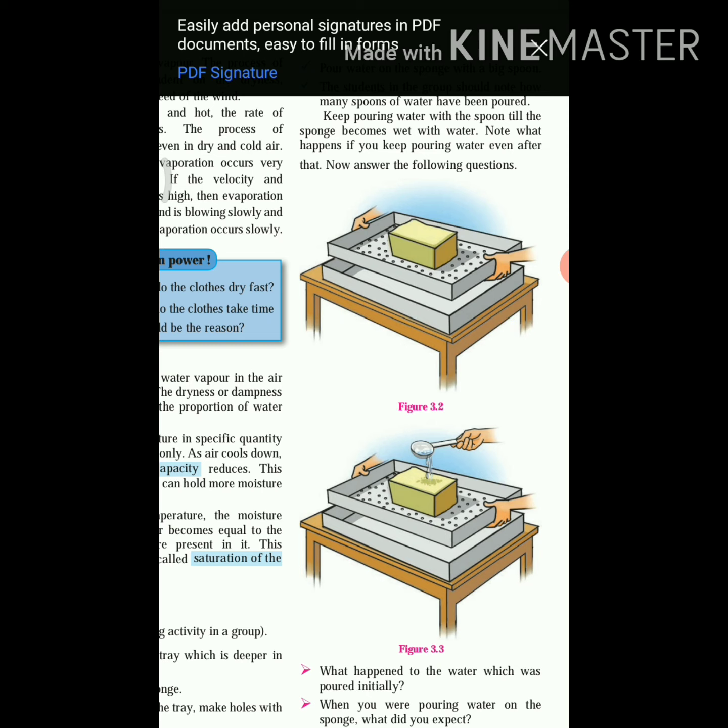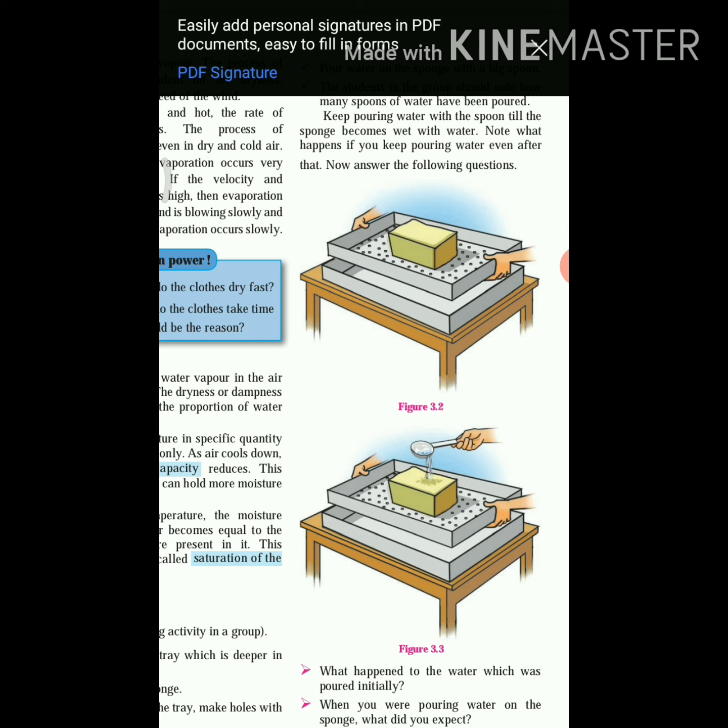Okay, now in the tray the holes are there. We have to make the holes with the help of nails. Keep the sponge on the center of the tray or colander. Now you can see the center of the tray. You have to take the sponges there. Make sure there is no water in the sponge. It is completely dry.